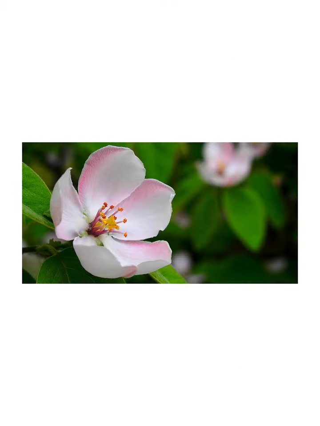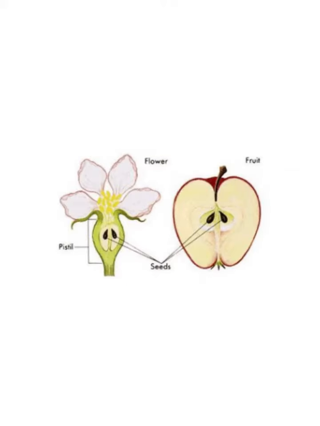Now let's have a look at this picture. This is a flower. Do you know which flower it is? It is an apple flower. It grows on apple trees. How do we get apples? Let us see. Here, have a look.